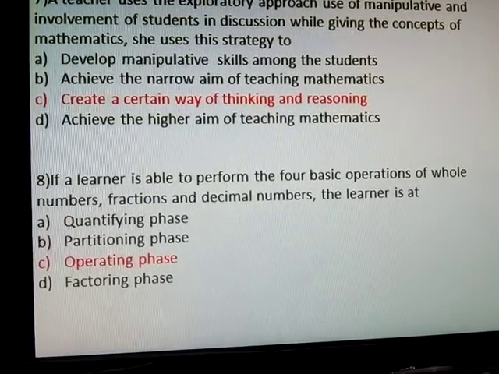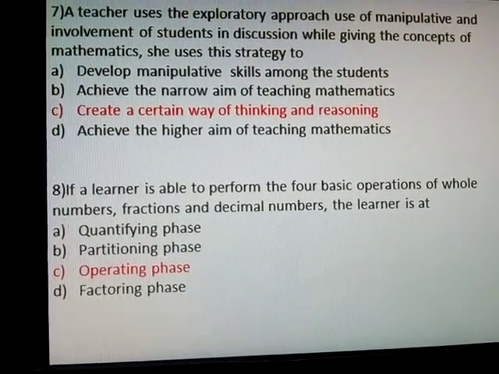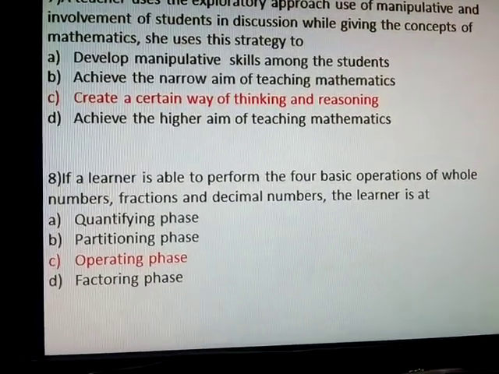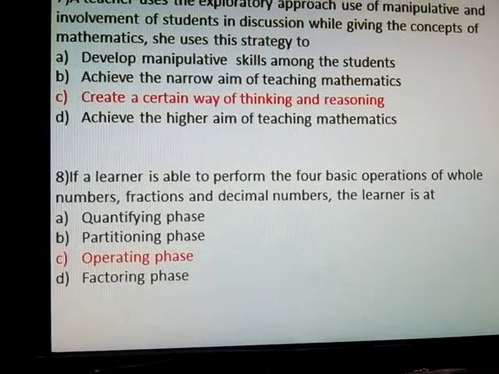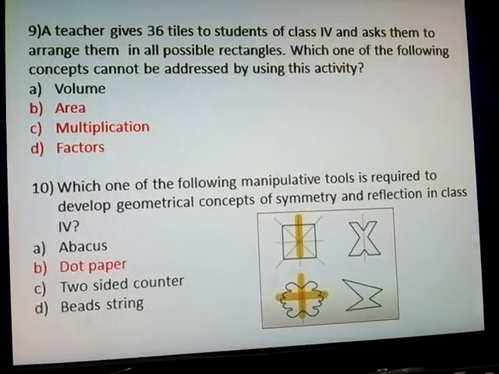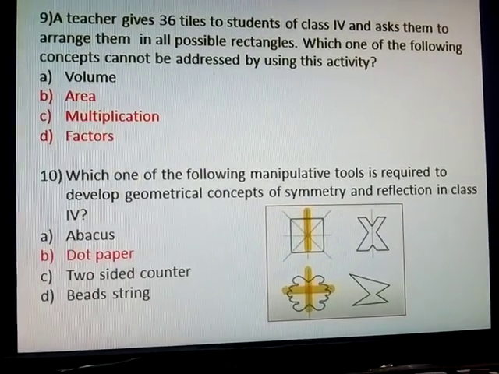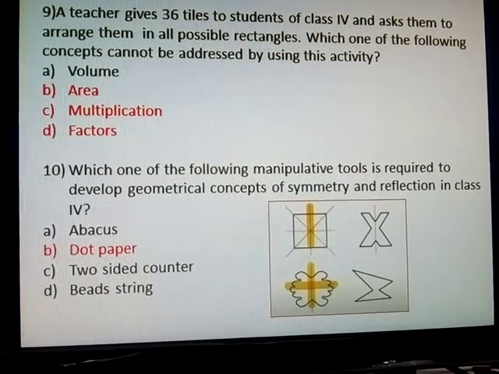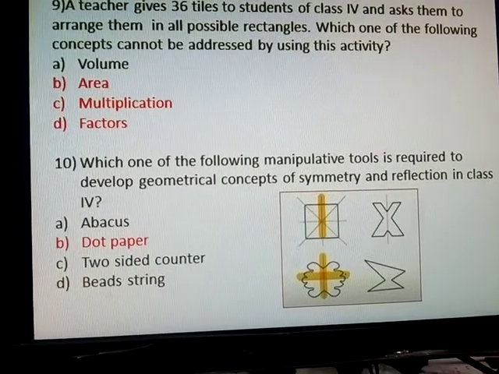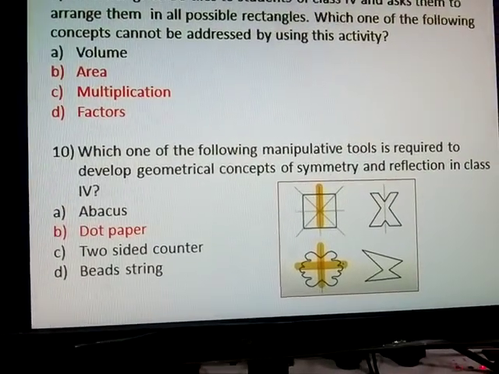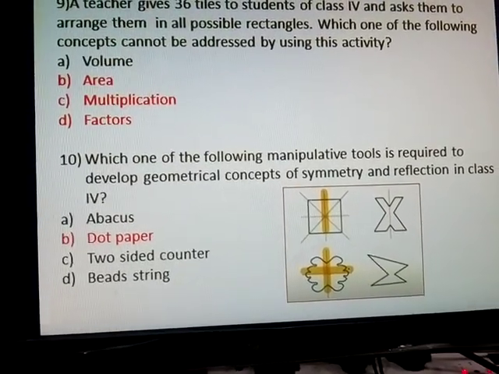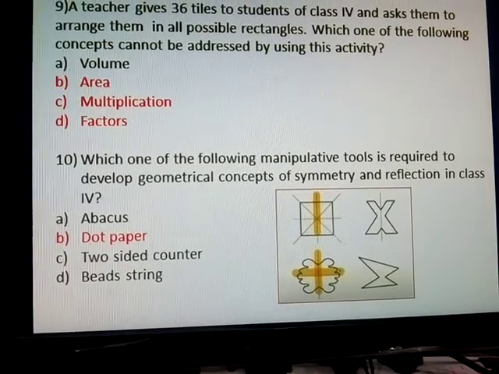Eighth question, if a learner is able to perform the four basic operations in whole numbers, fractions, decimal numbers, the learner is at C, operating phase. A teacher gives 36 tiles to the students of class fourth and asks them to arrange them in all possible rectangles. Which one of the following concepts cannot be addressed using this activity? Answer: area is possible, multiplication is possible, factors are possible, fraction is not. So the answer is fraction.